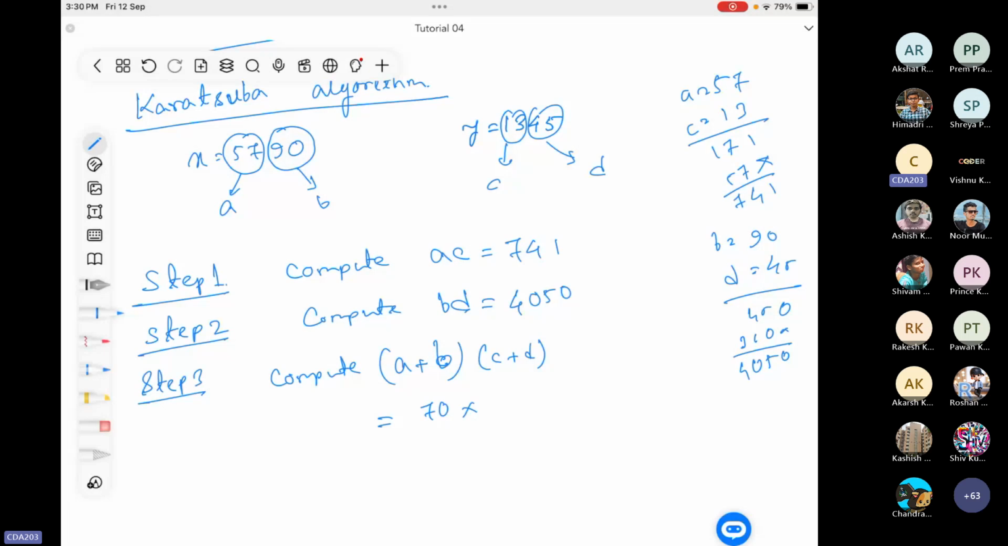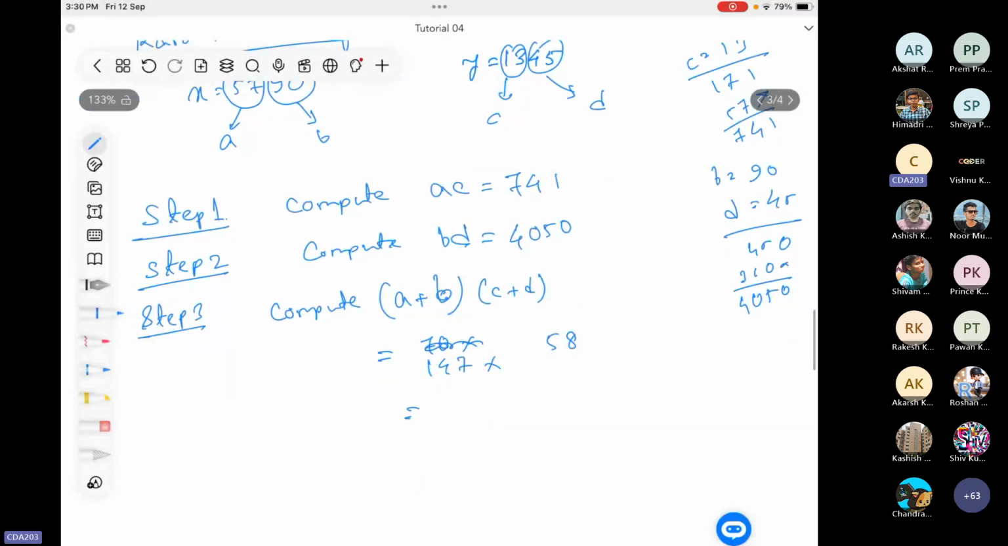If we, oh, sorry, AB is different, 90, sorry. It's 147 into 58. 147 into 58, that is some number. I don't want to compute. What is that? 8526. Okay, fine. So 8526.